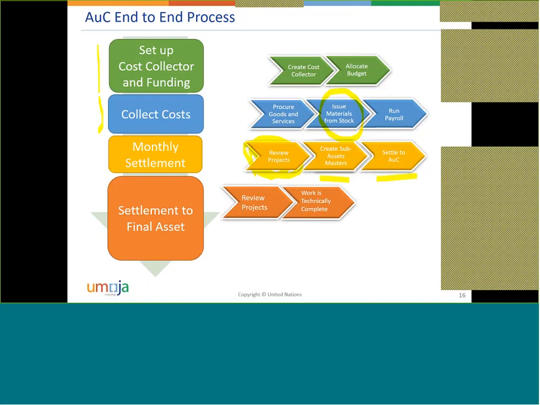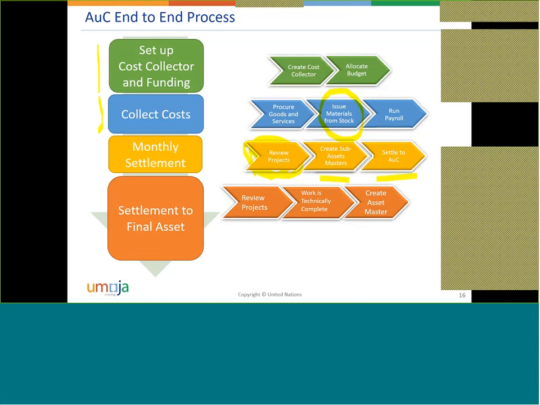So let me continue. We are in the final settlement of the asset. After we review projects, the engineering section typically, or the project manager, will know that one of the buildings is completed. So they will need to check as technically complete this part of the project. And this will trigger the creation of the asset master. Now, this asset master that is to be created is created manually.